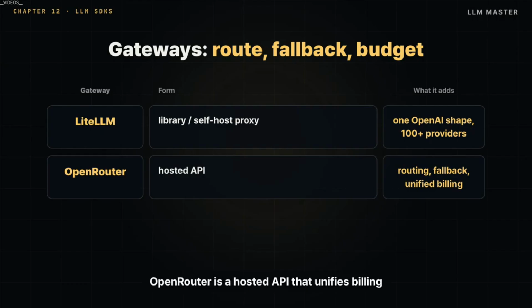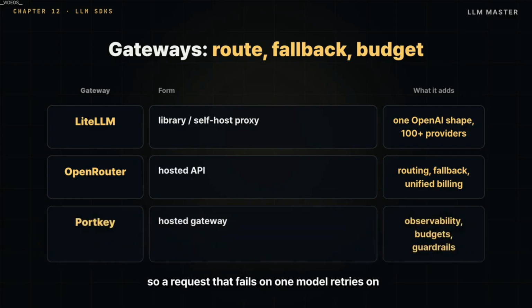OpenRouter is a hosted API that unifies billing across vendors and adds routing and automatic fallback, so a request that fails on one model retries on another. Portkey is a hosted gateway leaning into the operations side. Observability, per team budgets, retries, and guardrails.